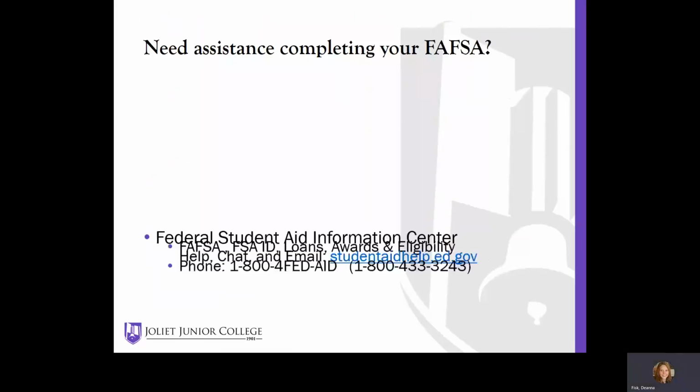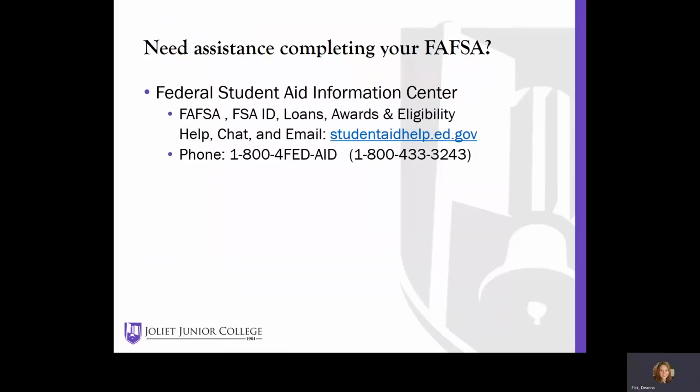If after this walkthrough you still need some additional assistance, here are some good resources to check out. studentaidhelp.ed.gov has information on their website as well as provides assistance via chat and email. You can also call them at 1-800-4FED-AID. This studentaid.gov website is also a great resource with steps to complete the FAFSA. If you need to, pause the video here so you can jot this down and bookmark it.